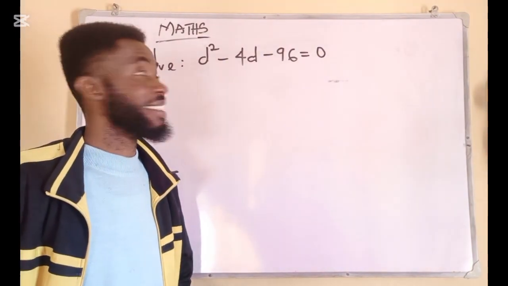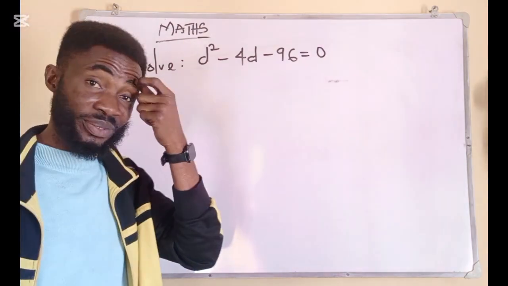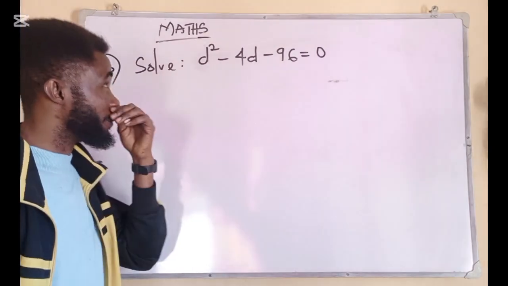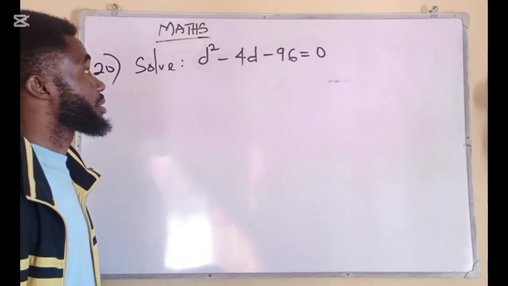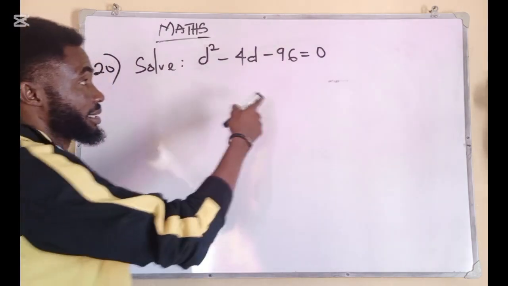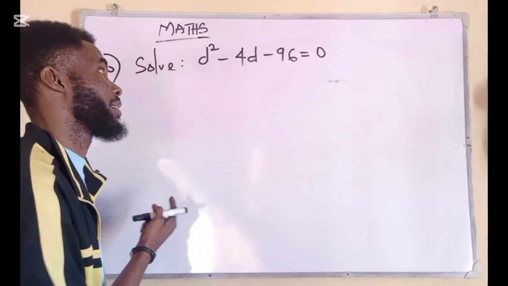This is Matthew Big Ben, and I want us to solve this question. This is question number 20 for 2025 WAEC objective question, and this is quadratic equation. We have d squared minus 4d minus 96 is equal to 0. So we're going to solve this question.